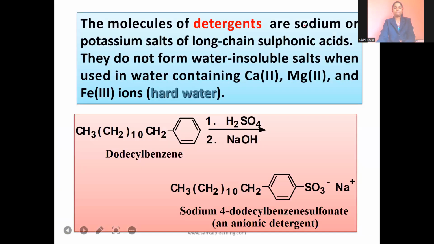Okay. Then the molecules of detergent. So what are these detergents? These are sodium or potassium salts. These are also sodium and potassium salts. So in soaps it was a long chain of carbon. Here it will be a long chain of sulfonic acid. This is a sulfonic functional group. They do not form water insoluble salts when they are used in water containing calcium and magnesium, means they don't have any influence of the hard water. They can be used in hard water. Fine.